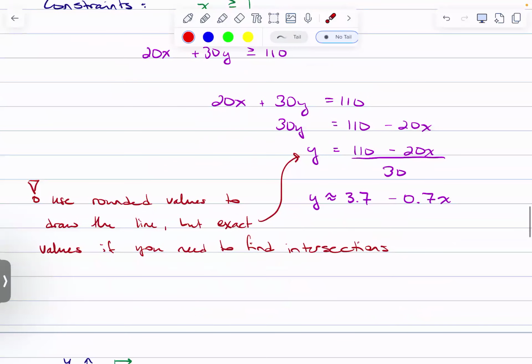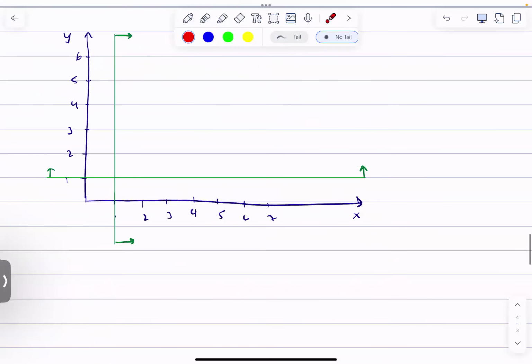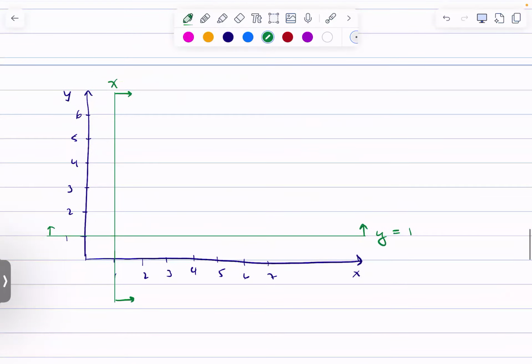Next constraint. Oh, I guess I can be proper, Emily. Y equals 1, and this is at x equals 1. All right. That'll make it nicer when I have to find the intersections.